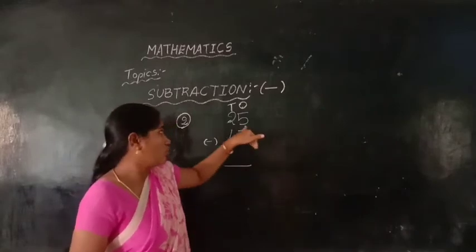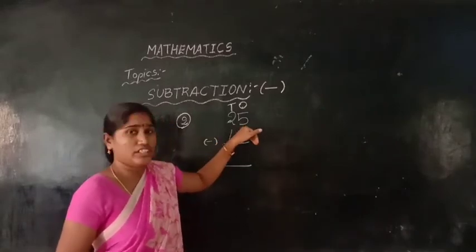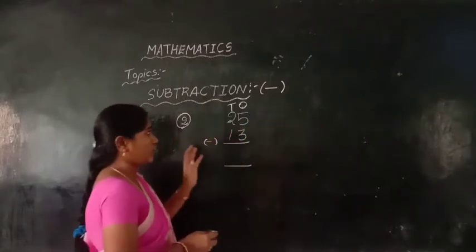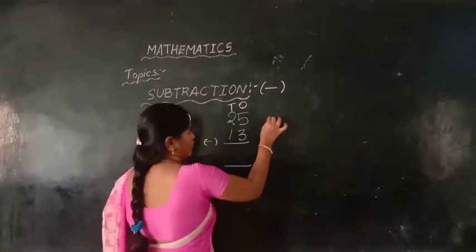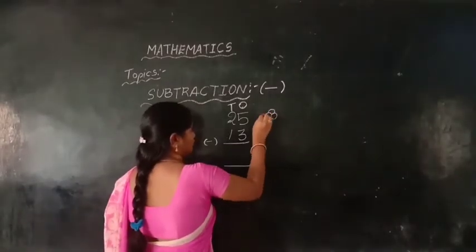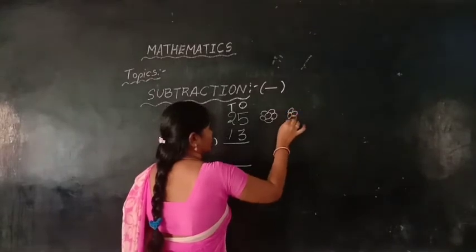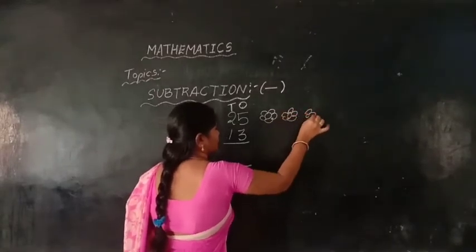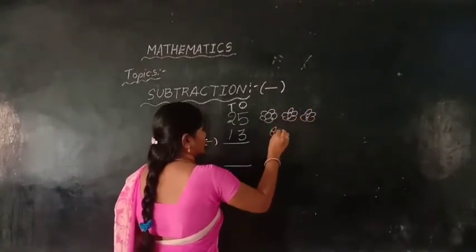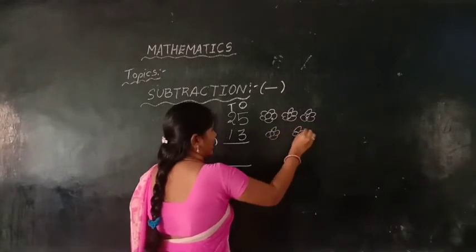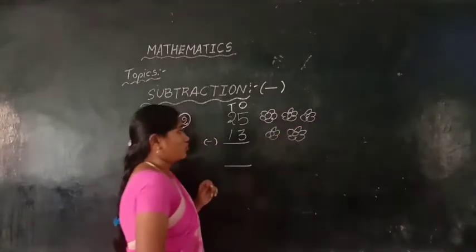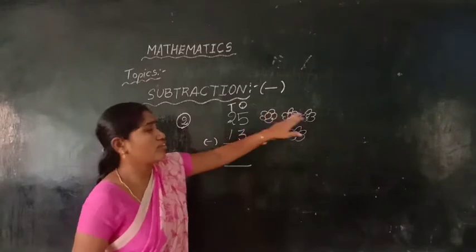Okay. Now see here, children. It is 5. Now we will take 5 flowers. 5 flowers for you, children. 1, 2, 3, 4 and 5. Okay. We drew 5 flowers.